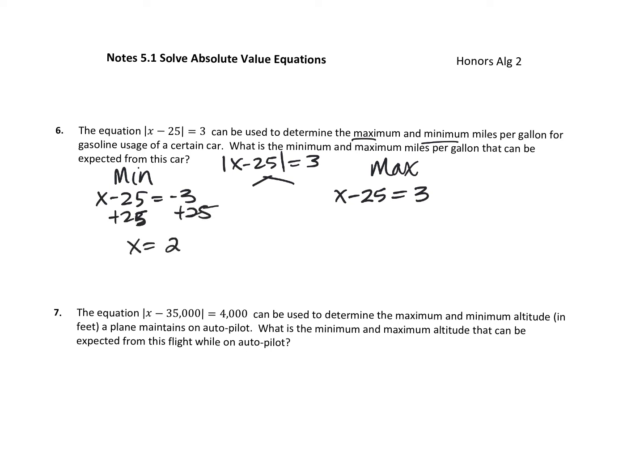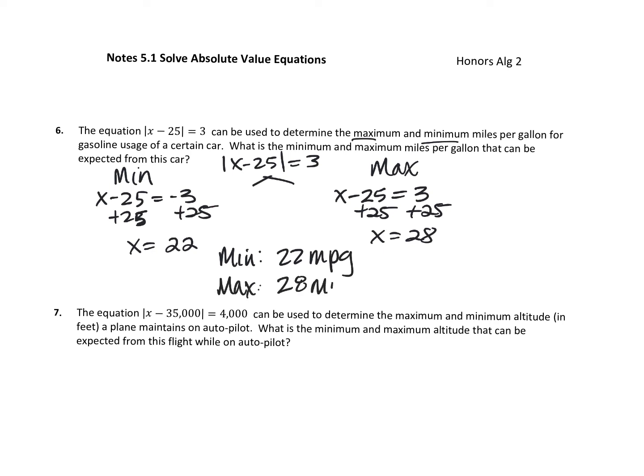So x equals 22 over here. X equals 28. So the minimum is 22 miles per gallon. The maximum is 28 miles per gallon. All right, so let's look at 7. The equation absolute value of x minus 35,000 equals 4,000 can be used to determine the maximum and the minimum altitude in feet a plane maintains on autopilot. What's the minimum and the maximum altitude that can be expected?